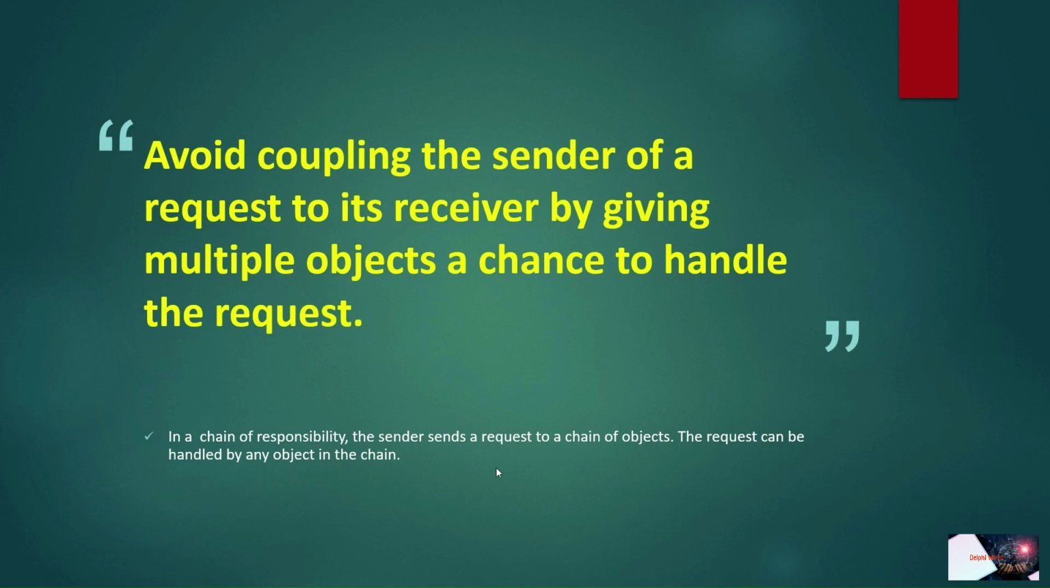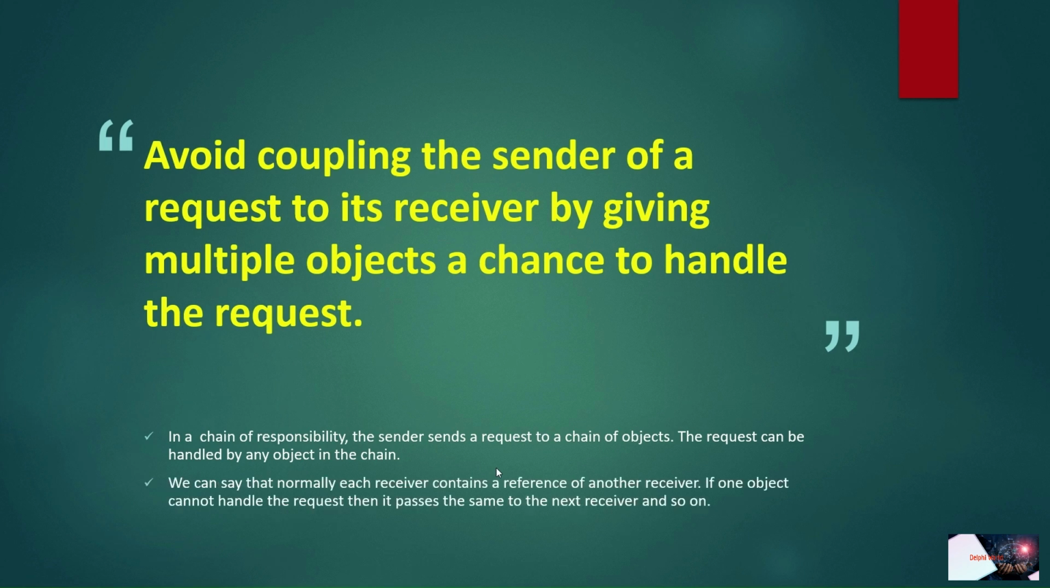In chain of responsibility, the sender sends a request to the chain of objects, and the request can be handled by any object in the chain. We can say that normally each receiver contains a reference to the other receiver, right? If one of the objects cannot handle the request, then it passes the same to the next receiver and so on. So here also we can set the reference from one receiver to the other receiver. This we'll see in the example: how we can set the reference, so that once one object is not able to handle the request, it can pass it to that reference object.